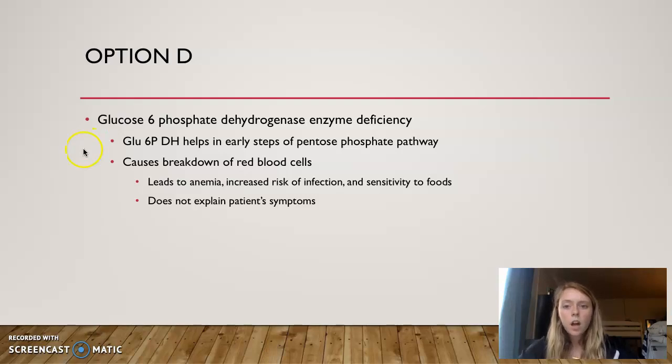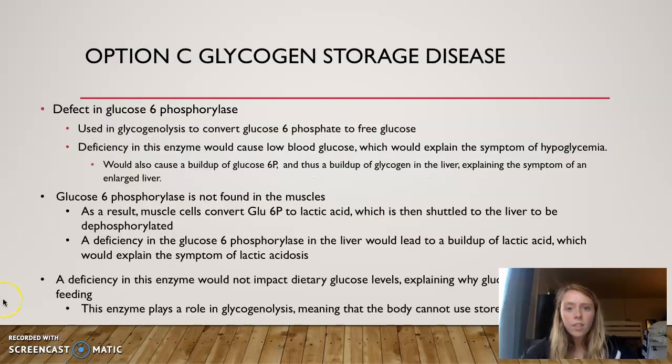patients' symptoms. So a combination of the first slide talking about why this condition makes sense for this case, combined with the explanation of why all of these other ones do not make sense, are why I thought that it was glycogen storage disease.